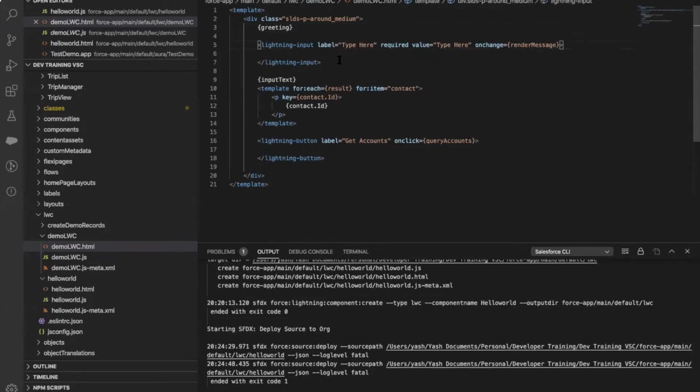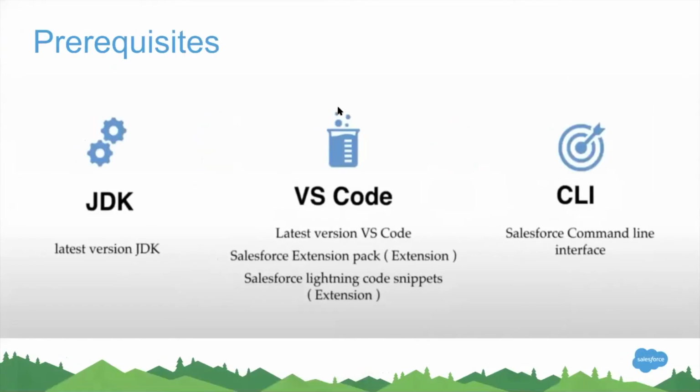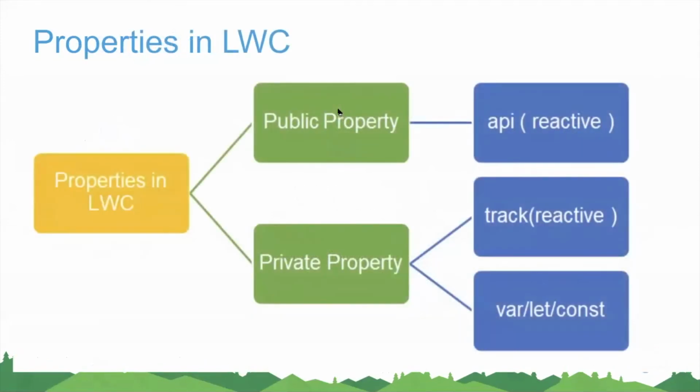So before that, let me give you an overview. What properties do we have in LWC? There are two types of properties in Lightning Web Components: public and private. Underneath private, we have track. Track was deprecated in the latest release, since properties are already reactive, and then API.